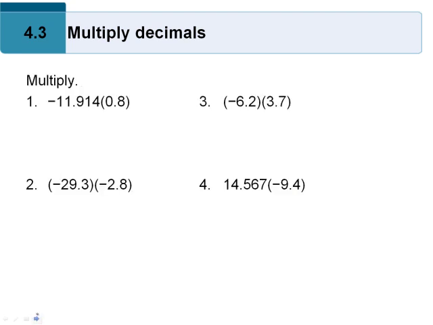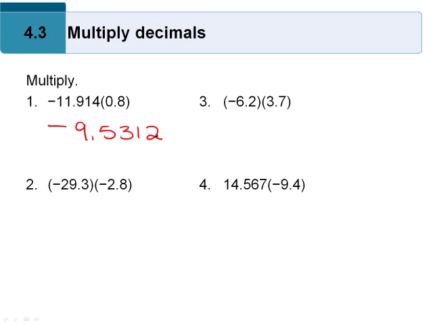Alright, so let's look at some of these problems. Now, this is one of those sections. If you don't have a calculator right there with you, stop the video and go get one now because you're going to need it. Alright, so we have negative 11.914 times 0.8. So we have a negative times a positive, which is going to be a negative. And we are going to just do all of this on our calculator. So multiply those two numbers together, and you should get negative 9.5312.